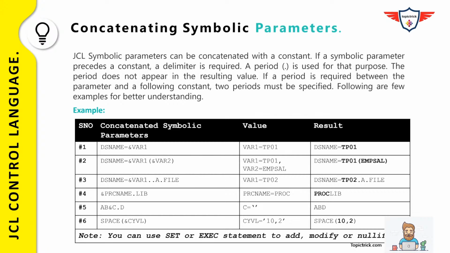Similarly, in the fourth example, I want to concatenate a symbolic parameter with a text. So in this case, %prc name dot lib. You notice that there is a single dot because I want that after the symbolic parameter value, there should be a text. In this case, I've specified proc as an input value to the symbolic parameter, and the output is proclib. This is how you can create the member name or dataset name or any other job control statement as per your requirement.